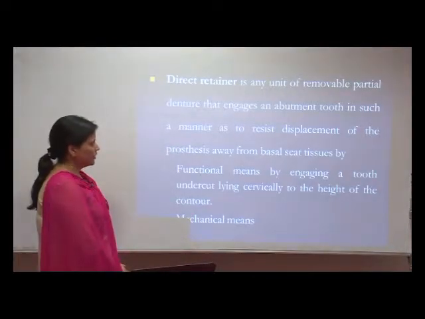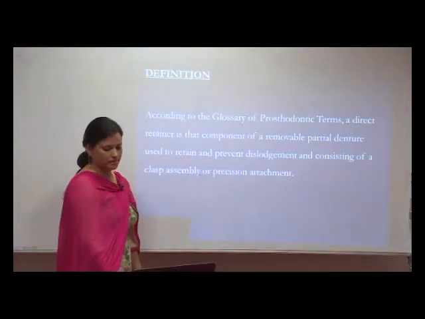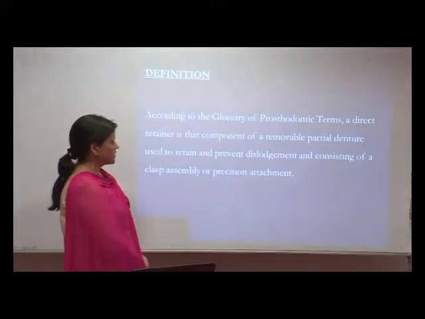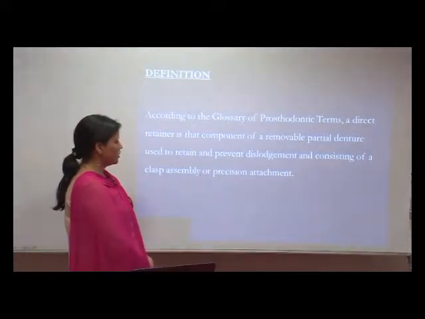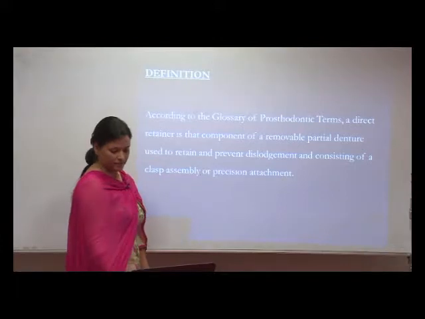A direct retainer is any unit of removable partial denture that engages an abutment tooth in such a manner as to resist displacement of the prosthesis away from the basal seat tissues by functional means, by engaging a tooth undercut lying cervically to the height of contour, or by mechanical means. According to the GPT, a direct retainer is the component of a removable partial denture used to retain and prevent dislodgement and consisting of a clasp assembly or precision attachment.